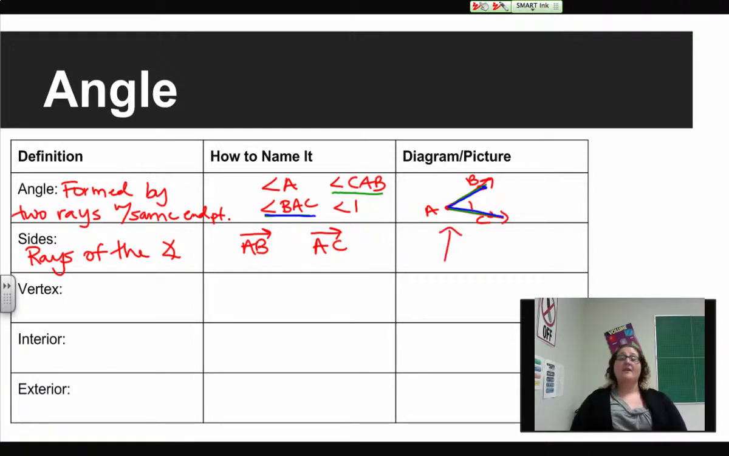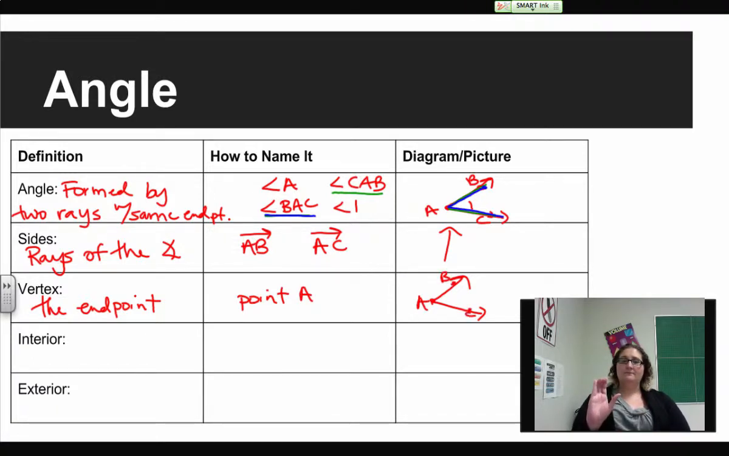Okay, the vertex, it's the endpoint. Okay, so this is point A, so we'd say point A. And when we redraw this, A, B, C, that's our vertex.